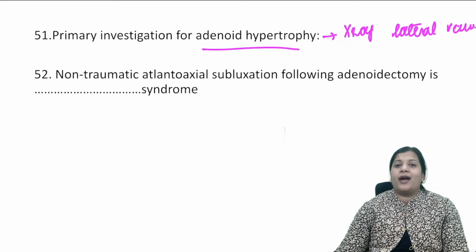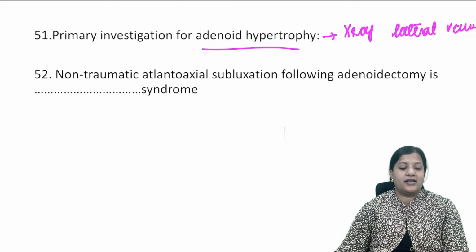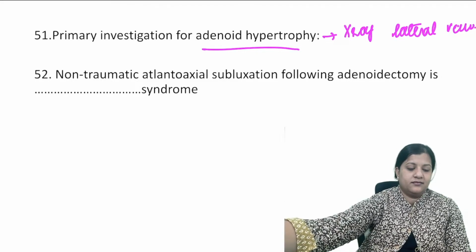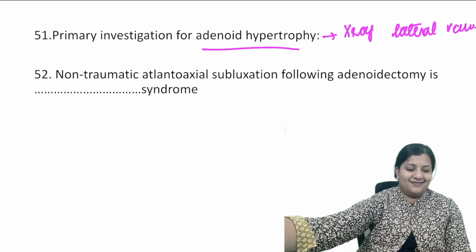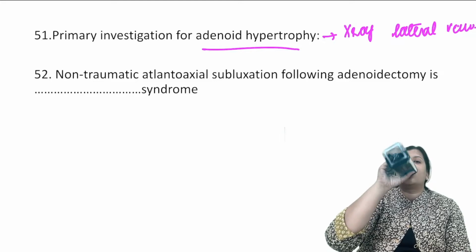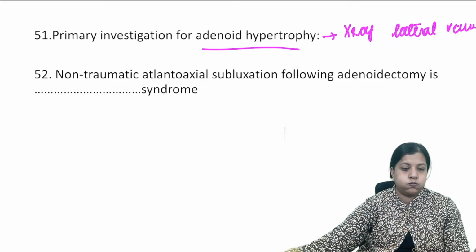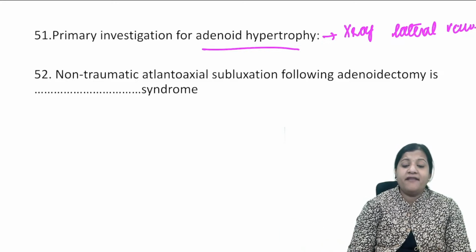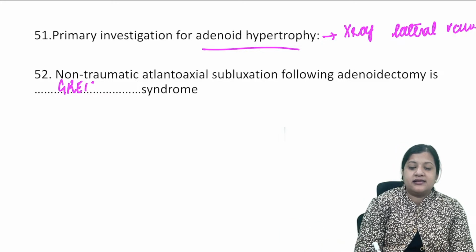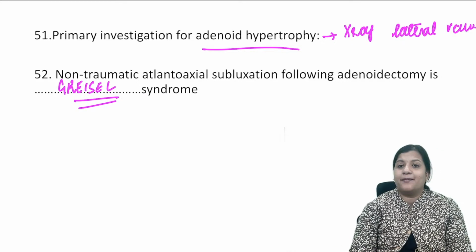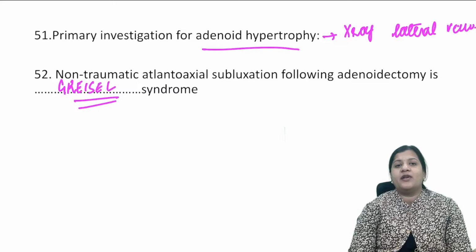What is the non-traumatic atlantoaxial subluxation that happens following adenoidectomy called? What is the syndrome called? Yes, very good, Sneha. This is called Grisel's syndrome. So Grisel's syndrome is non-traumatic atlantoaxial subluxation, which can happen after adenoidectomy.